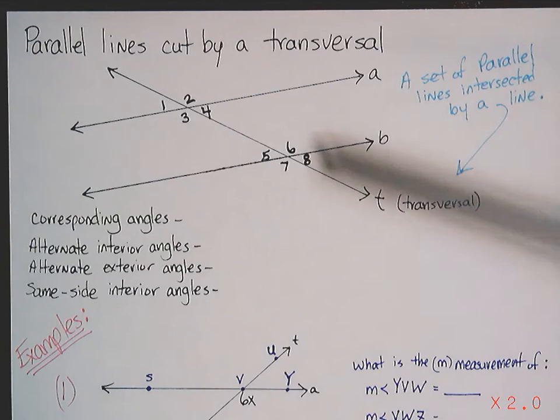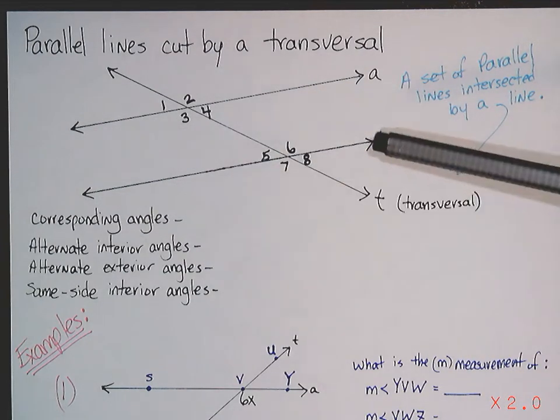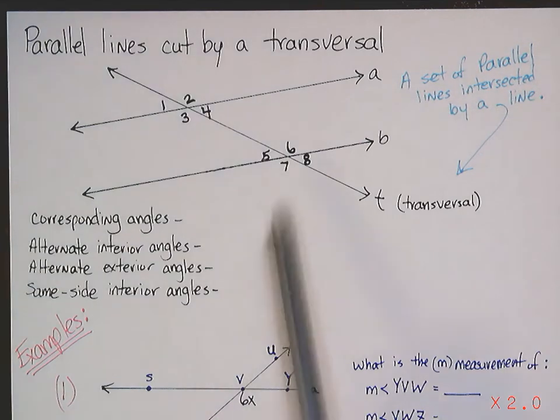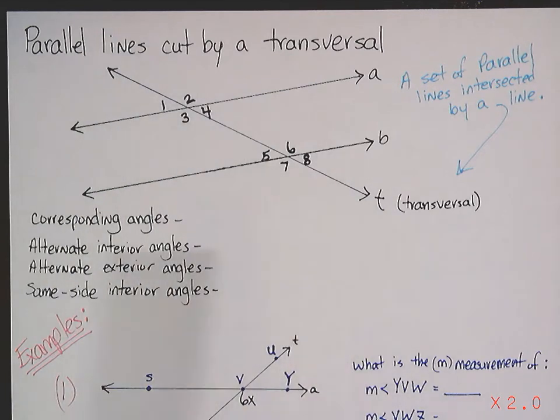Okay, so you see the parallel lines here. A and B are parallel. They won't touch each other. If they were to continue on this plane forever and ever and ever, they won't touch each other, kind of like railroad tracks, basically. And this line, this rogue line that's coming through, is a transversal.